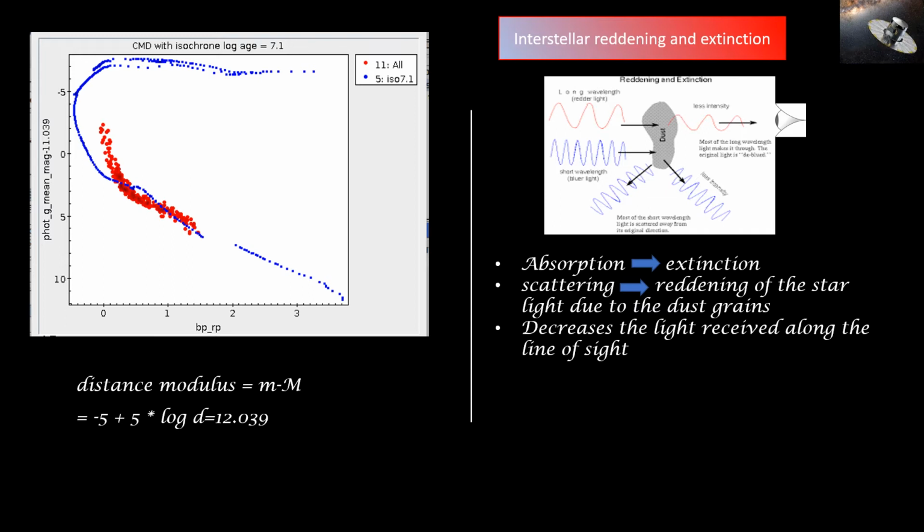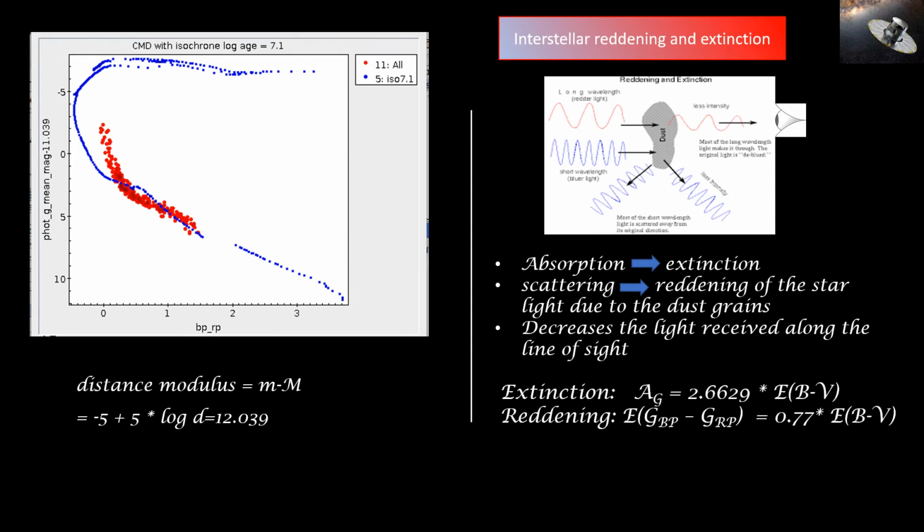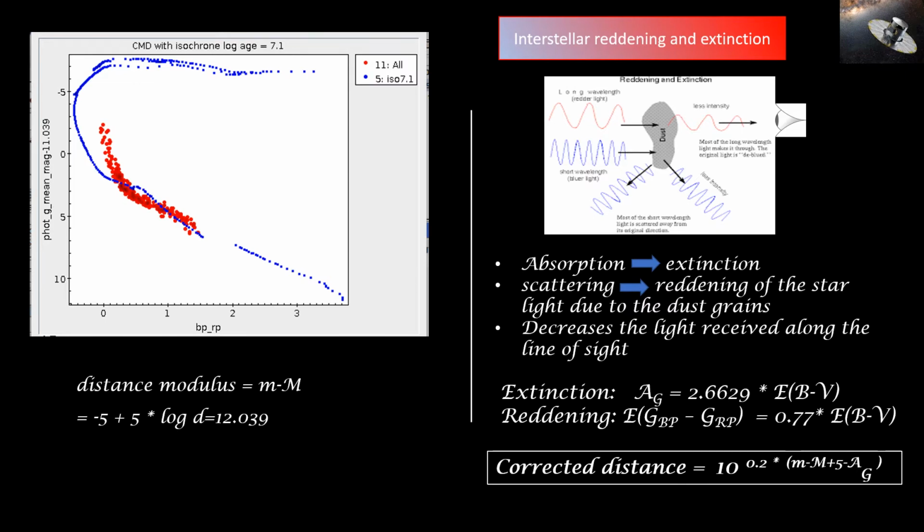Due to their size, the dust grains also scatter blue light and allow red light to pass through, making distant stars appear redder than they already are. Thus, extinction and reddening corrections, as shown, have to be applied to get the corrected distance.